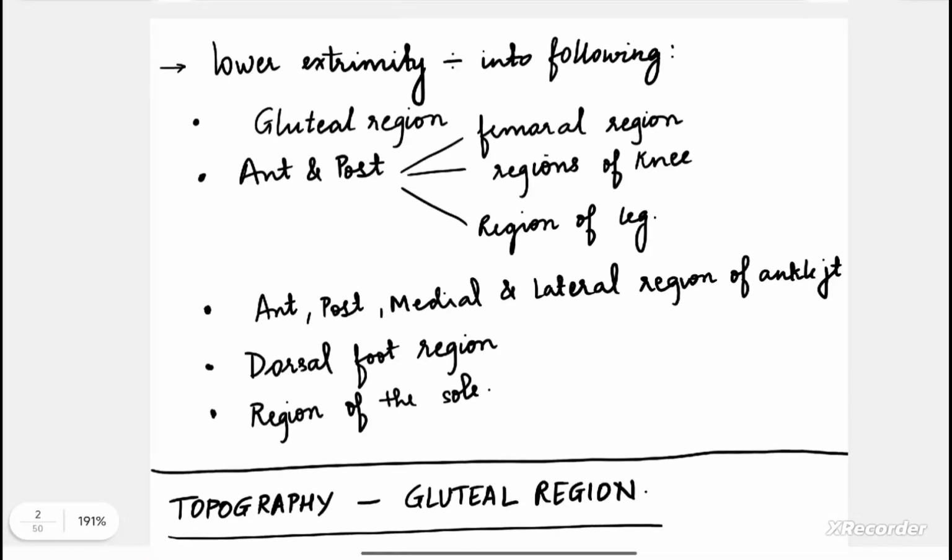Now, the lower extremity is divided into the following regions: the gluteal region, anterior and posterior femoral regions, regions of the knee, regions of the leg, anterior, posterior, medial and lateral regions of the ankle joint, the dorsal foot region and the region of the sole.